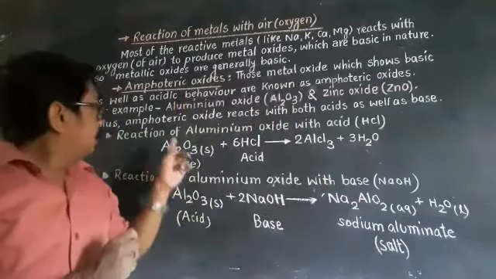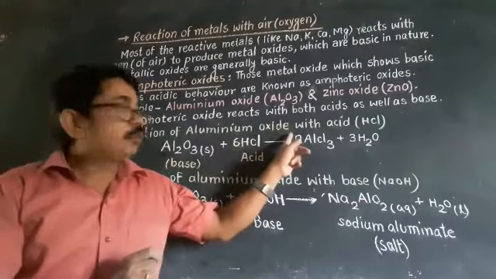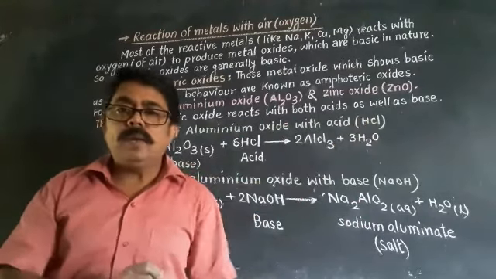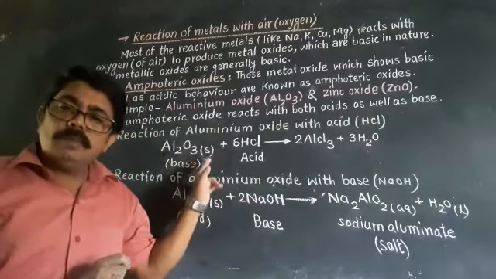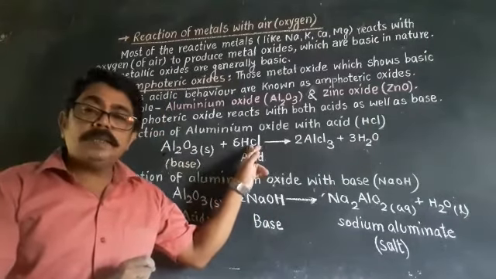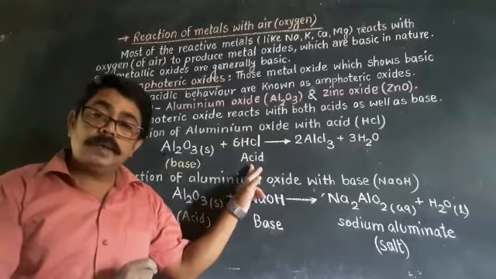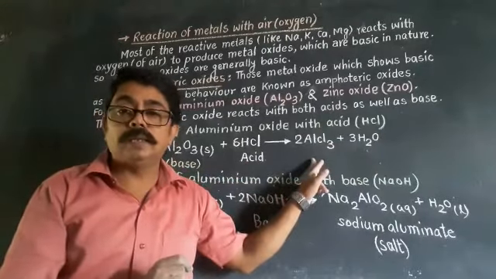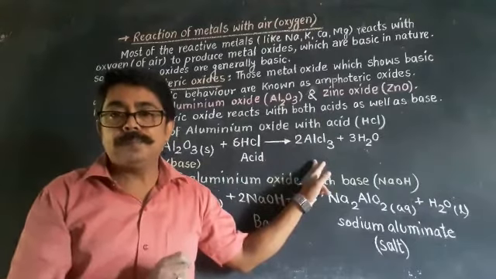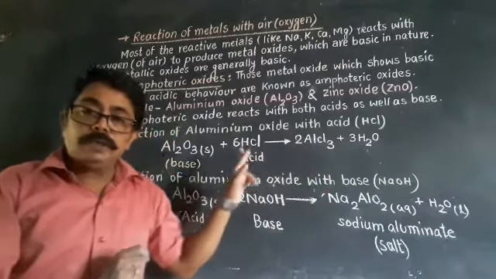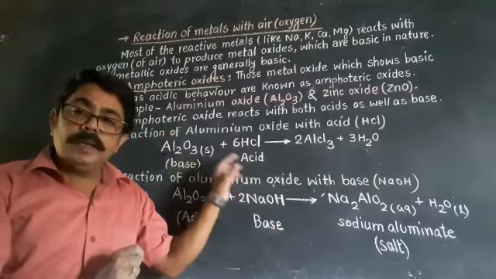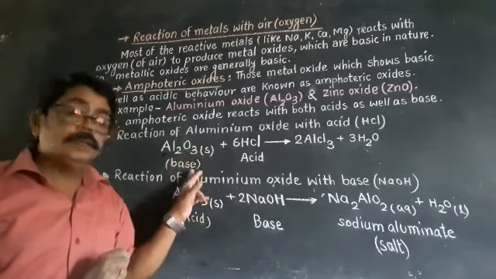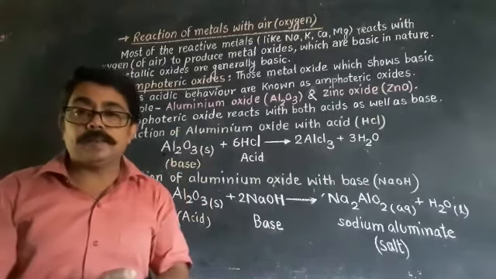See, reaction of aluminum oxide with acid, HCl. We are taking here HCl. When aluminum oxide is treated with HCl, HCl is an acid, we get a salt and water. Salt is AlCl3, aluminum chloride. Clear? Since it is reacting with acid, in this reaction aluminum oxide itself is behaving as base. It is behaving like a base in this reaction.